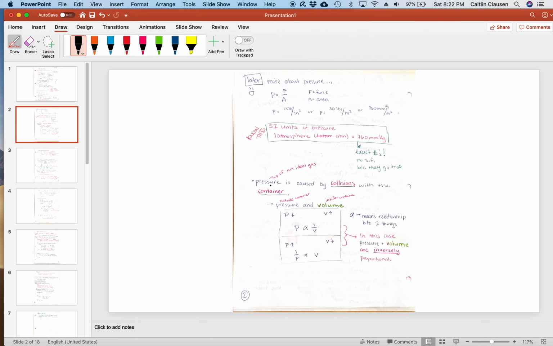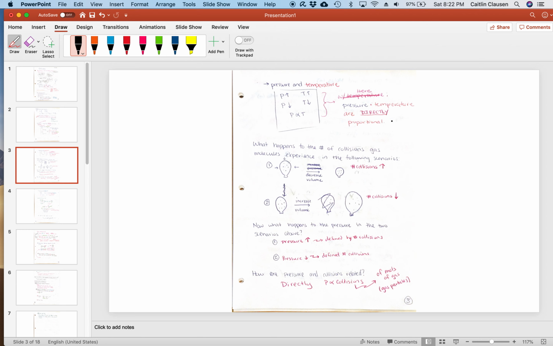We said pressure of an ideal gas is caused by collisions with the container itself. So that force per area comes from the collisions with the container. Pressure outside the container and the volume, as pressure goes down, volume increases. As pressure goes up, volume decreases. The little fish arrow means relationship, and in this case, pressure and volume are inversely proportional. As one goes up, the other goes down, so they're opposites of each other.